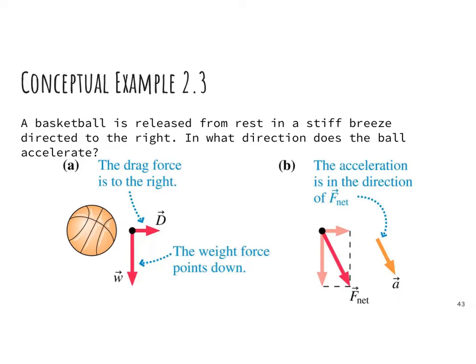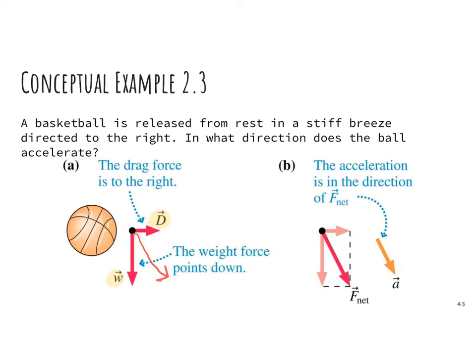A quick conceptual example: a basketball is released from rest, and this is another perfect example of when we have two forces acting on an object, but there can be only one net force. So a basketball is released from rest, and there's a stiff breeze directed to the right. In which direction does the basketball accelerate? Well, we know that there's a weight force, and that's going to cause the basketball to go straight down. But if there's a stiff breeze, some of you might think of it as a thrust or some other general force, but technically it falls into the category of a drag force, and the drag force is pushing it to the right, which means that the object has a force going to the right and a force going down, so the resultant will be down and to the right.